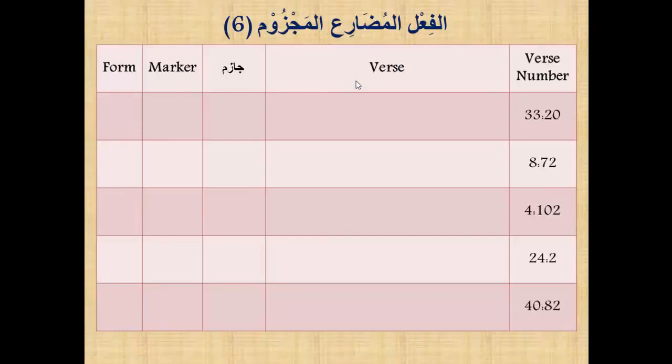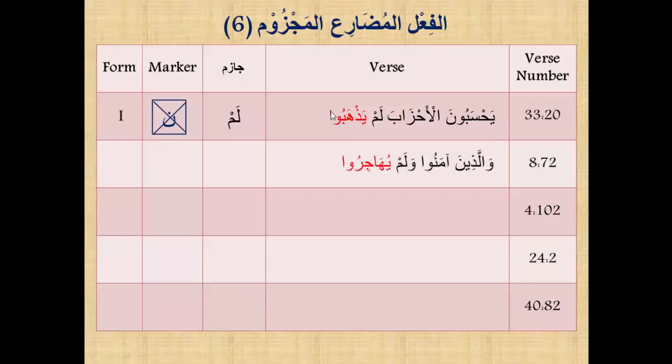Some examples of al-fi'l al-mudari' al-majzum taken from the Quran. Pay attention to the jazim as well as the marker. يَحْسَبُونَ الْأَحْزَابَ لَمْ يَذْهَبُوا. The jazim here is lam, used to negate the past. يَذْهَبُوا. What did we do? We dropped the noon and left the waw with an alif. The marker is hadhf an-noon, dropping of the noon, and this is a form one verb.